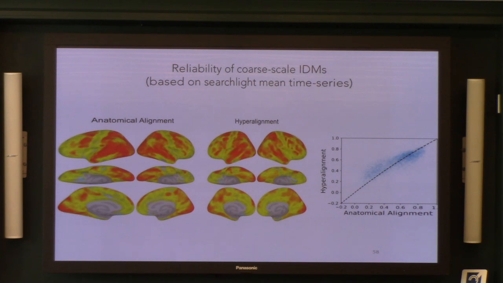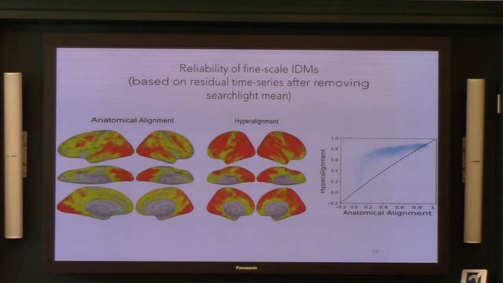So what you can see here is that the reliability for the core scale information is about the same for anatomically aligned and hyperaligned data. There's really no advantage. And this is the scatter plot showing that result. The fine scale information, though, is much more reliable after hyperalignment than after anatomical alignment. And this is the scatter plot. So what this is doing is it's capturing individual differences in the information encoded in fine scale topographies, okay? And finding reliable measures of those individual differences. So the next question is, do the individual differences mean anything? Or is this just a nice statistical demonstration?